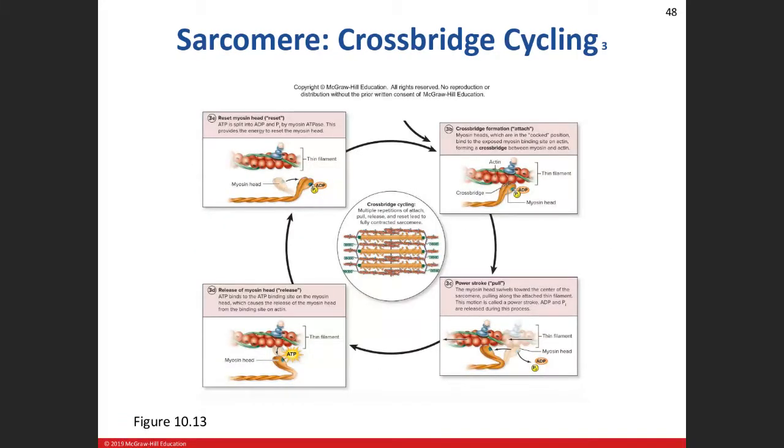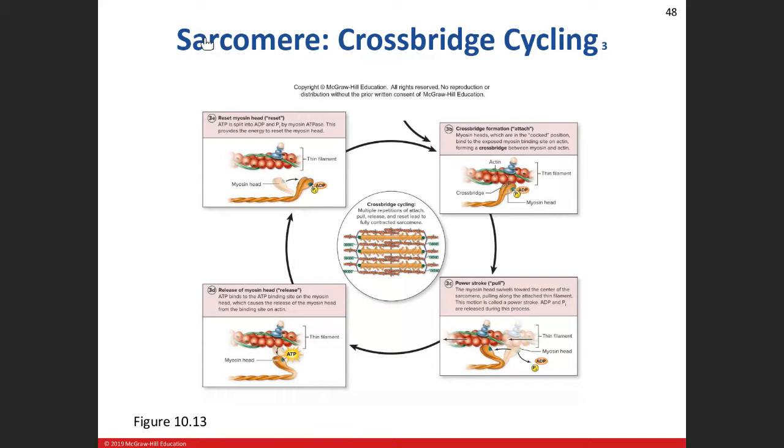I've got to zoom in. Here's our crossbridge formation. The myosin head will extend across because we've exposed the myosin binding site. It's in the cocked position here, and it just attaches itself. That's it. That's the first step. Pretty easy so far, okay?